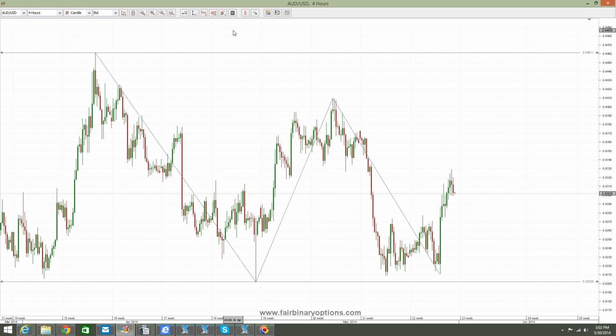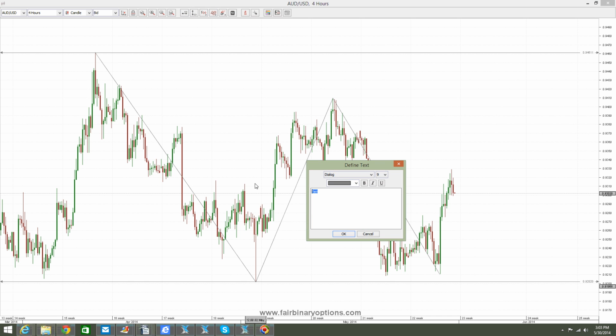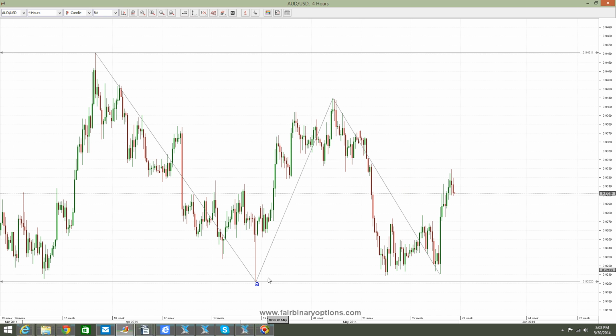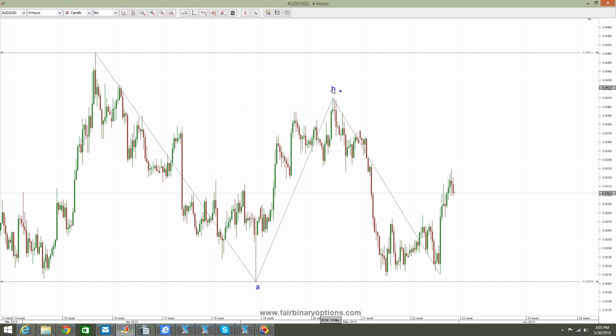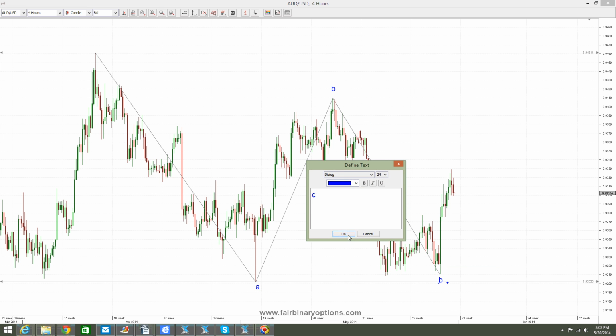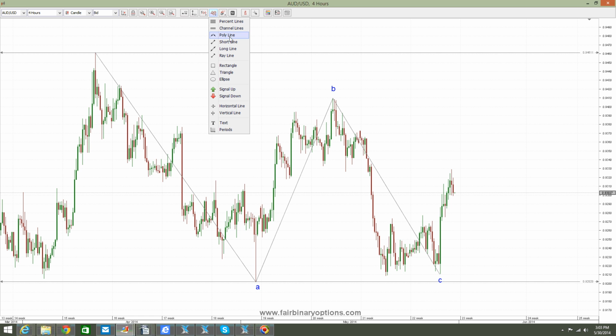And this should be labeled as A, then a B wave, of course, and then definitely a C wave, so A, B, and C, plus we'll have a polyline here: 1, 2, 3, the fourth, and the fifth wave here.